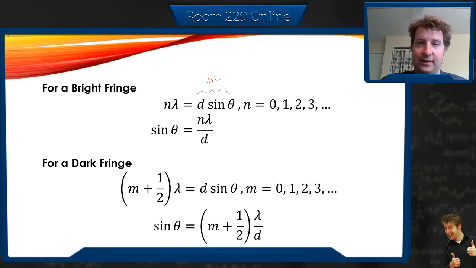Okay, so that we can represent by m plus a half, where m is 0, 1, 2, 3, any positive integer. Right, so that makes sense, right? 0 plus a half is a half. So there's our first. Then 1 plus a half is 3 halves, 2 plus a half is 5 halves, 3 plus a half is 7 halves, and so on and so forth. So for the dark fringe, we can come up with this expression that the sine of the angle has to be equal to m plus a half multiplied by lambda over d.